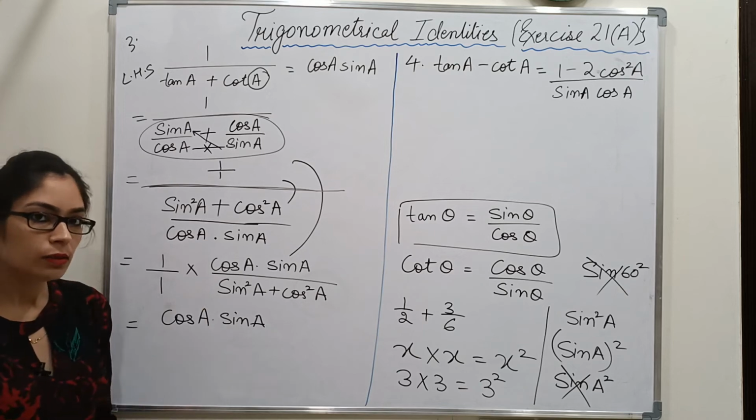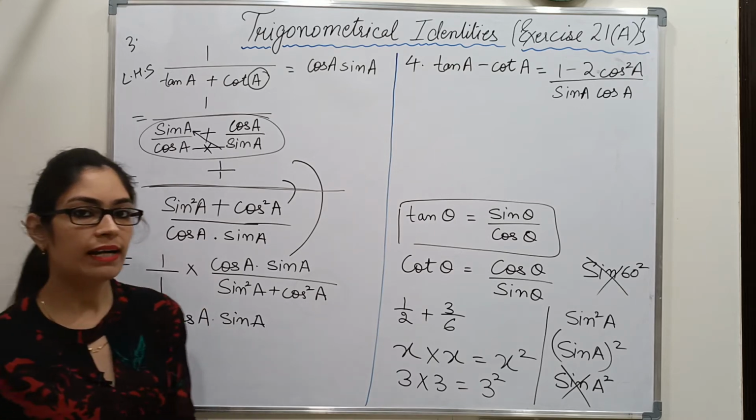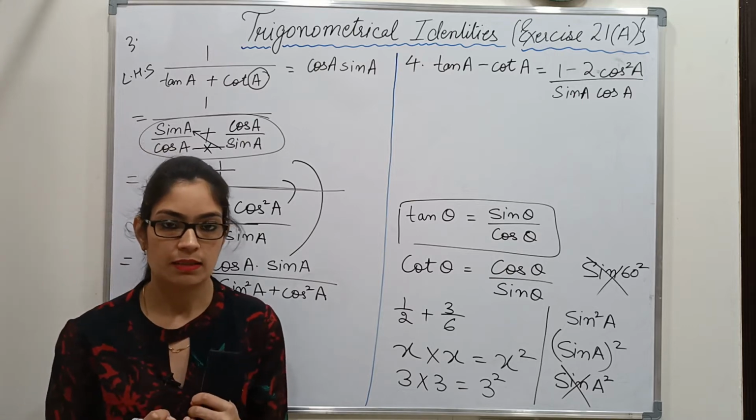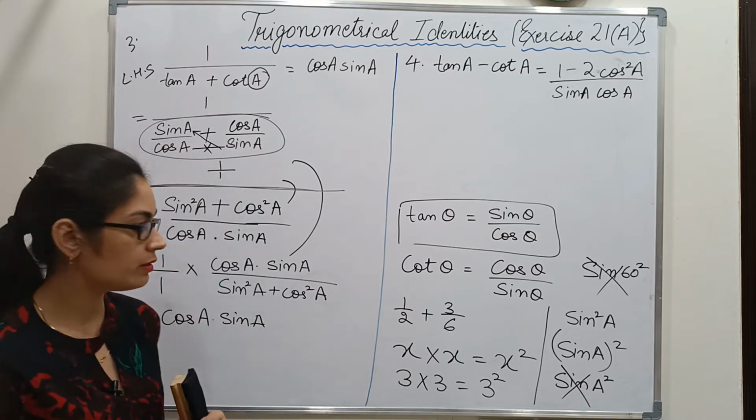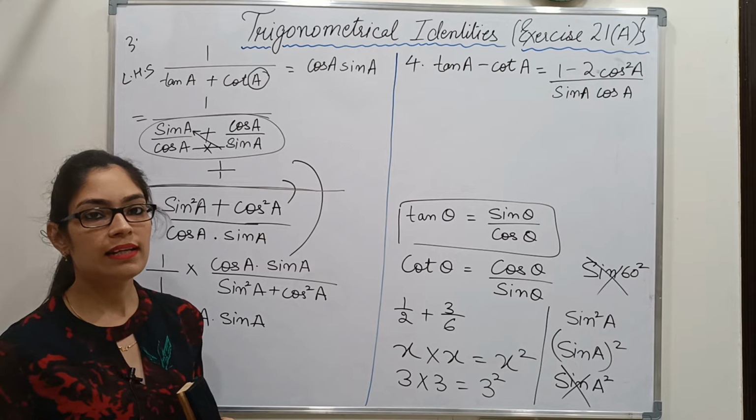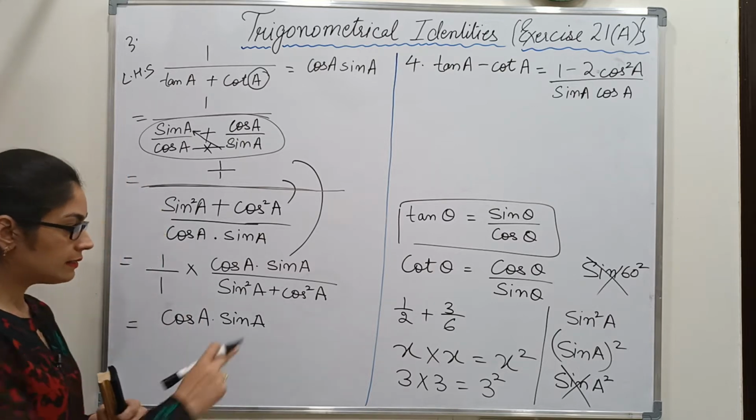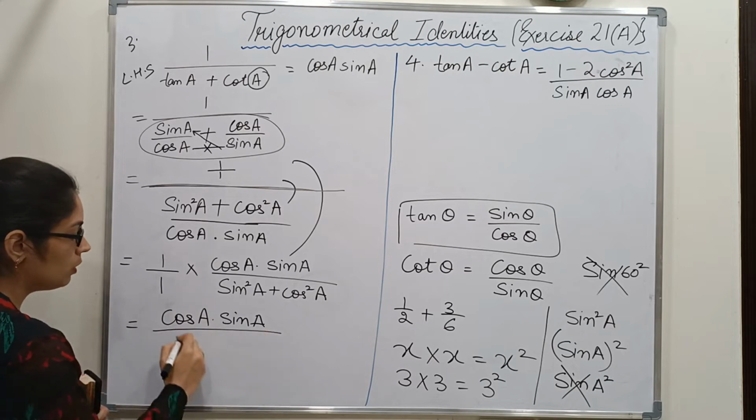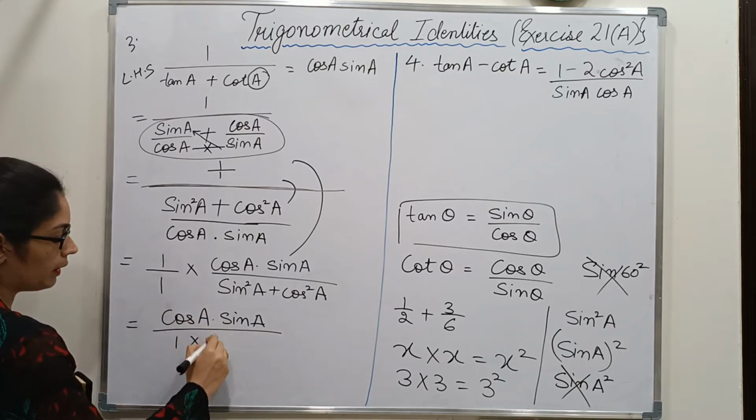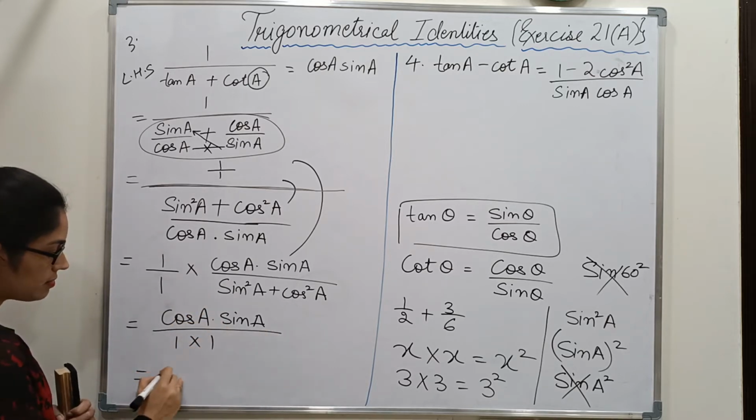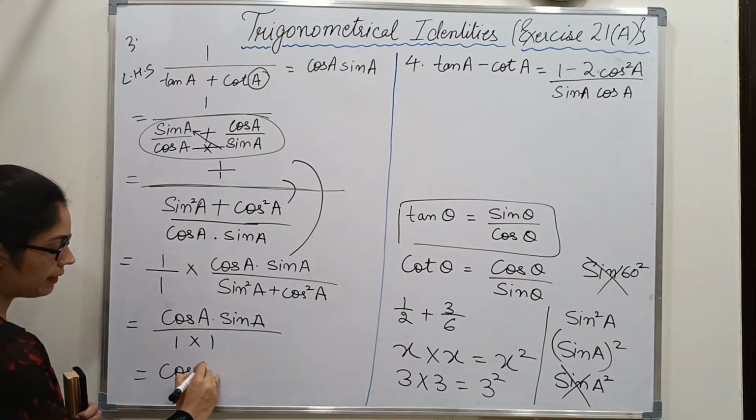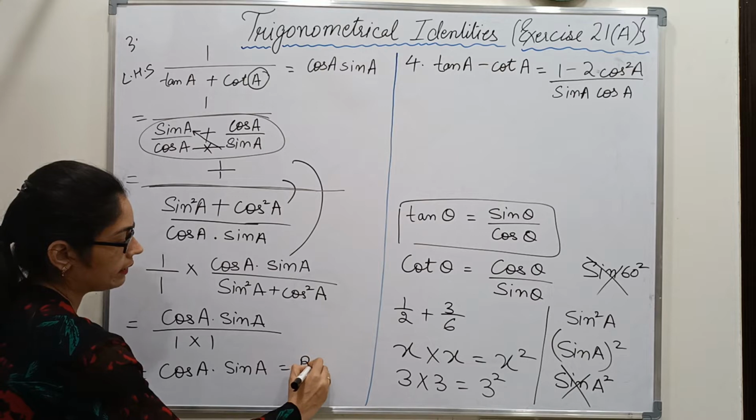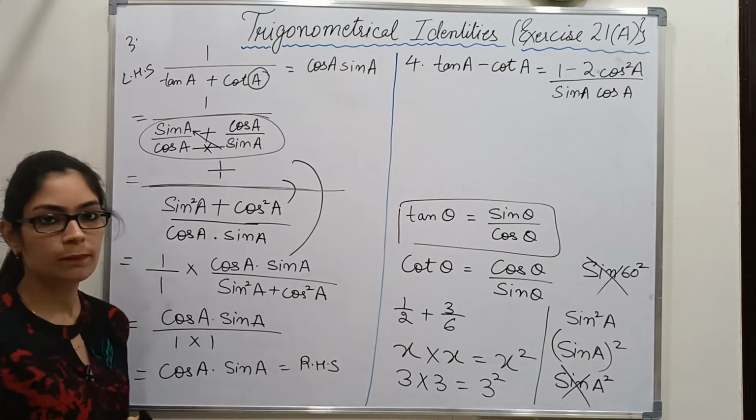We have learnt square relations. See, before I started this exercise, two types of relations we have learned. First one is the reciprocal relations, then square relations we have done. And in square relations, we learned that sin square A plus cos square A is equals to 1. So 1 into 1, what? 1 into 1 is 1. So which means my answer is cos A into sin A, which is equals to right hand side, hence proved.